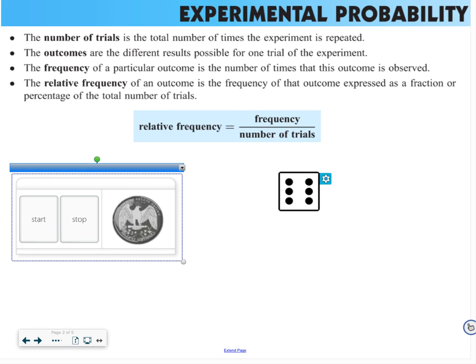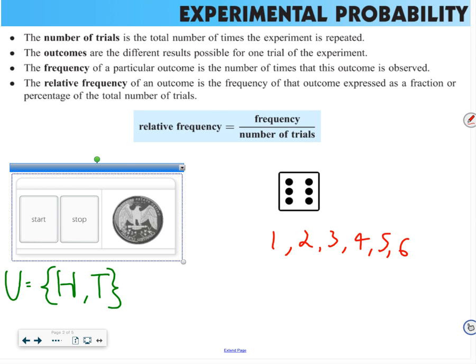The outcomes are the different results. For a coin flip, we have 2 outcomes: a head or a tail. So our universal set has 2 elements, a head or a tail. When we're dealing with a universal set for dice, the possible outcomes are 1, 2, 3, 4, 5, or 6, and that would be our universal set for the possible outcomes for my dice.